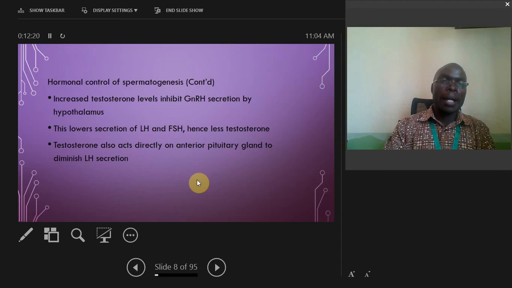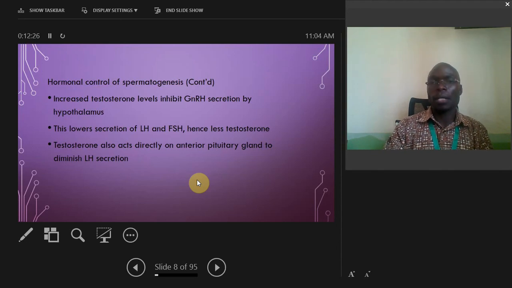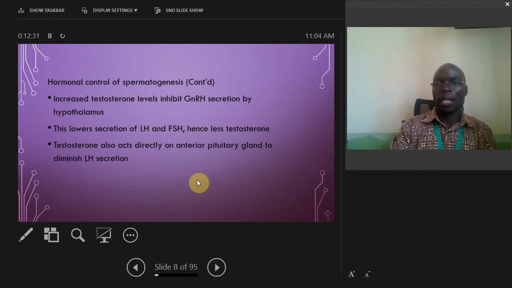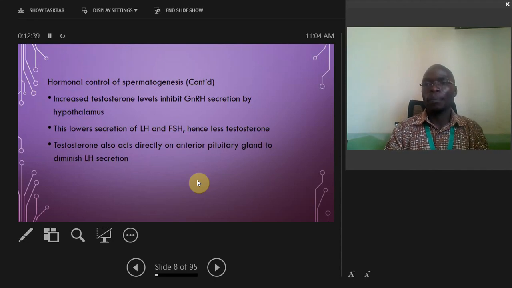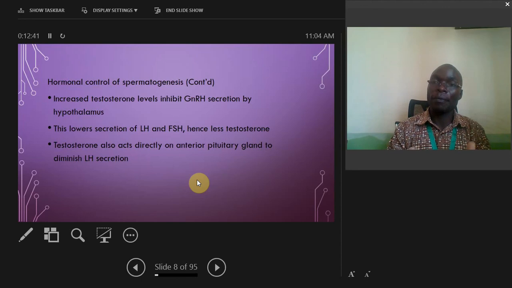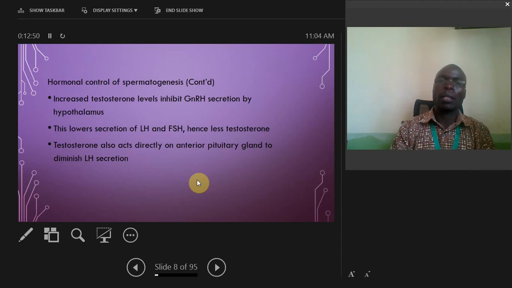Now, an increase in the level of testosterone inhibits the release of gonadotropin releasing hormone by the hypothalamus. That means that testosterone is able to control the rate of sperm formation. So if the rate is very high due to a release of a lot of testosterone, the same testosterone at high levels will inhibit gonadotropin releasing hormone and thereby reduce the rate of sperm formation.